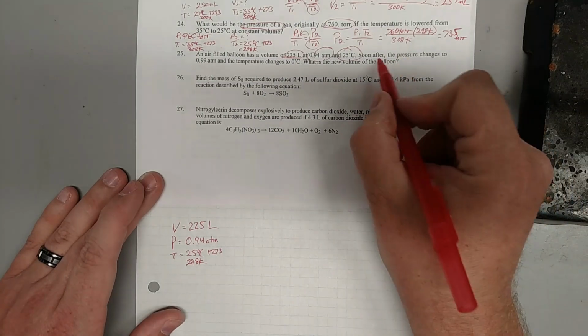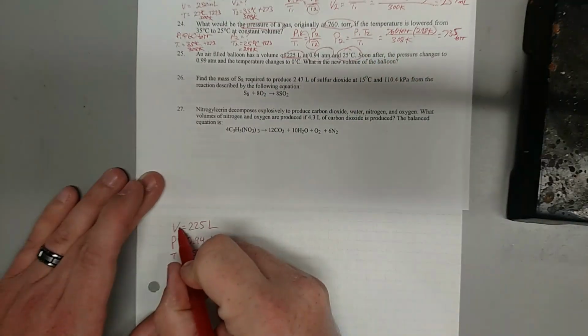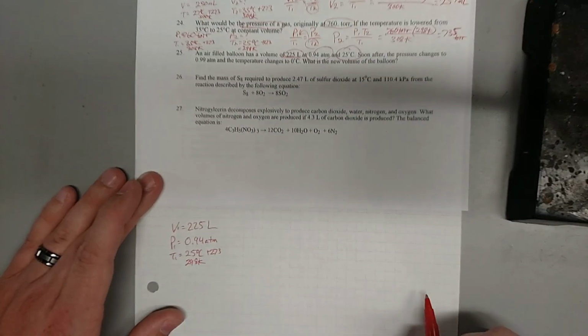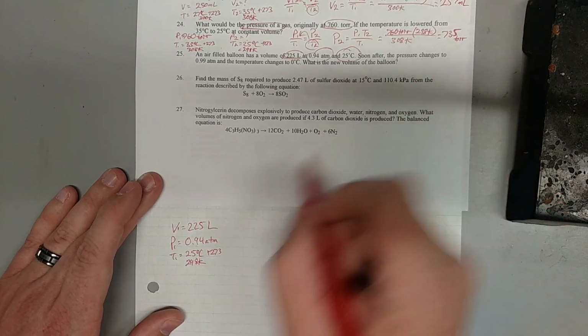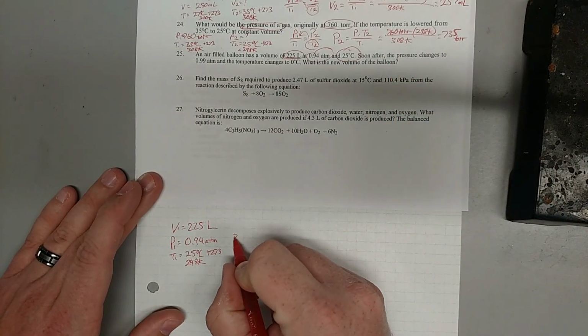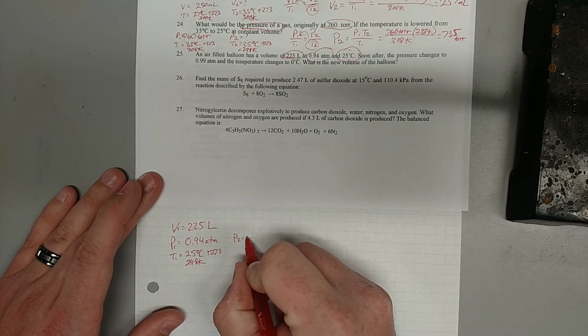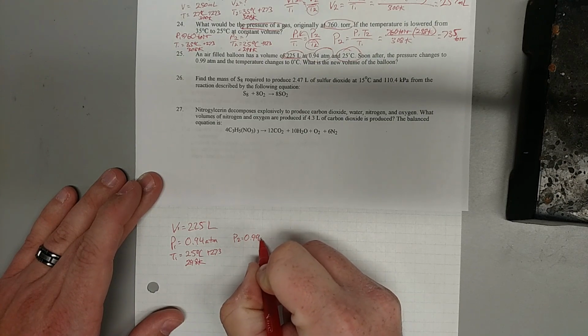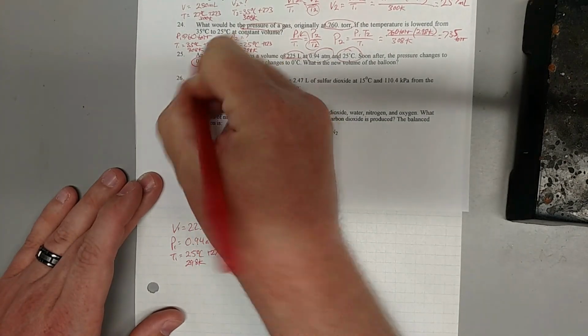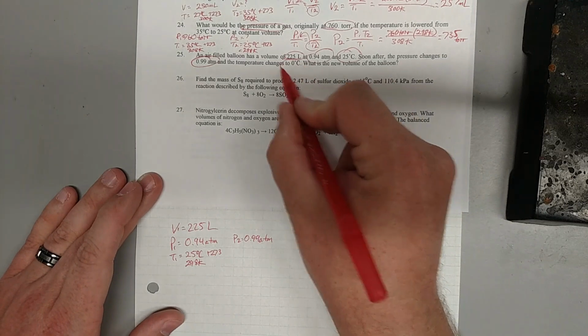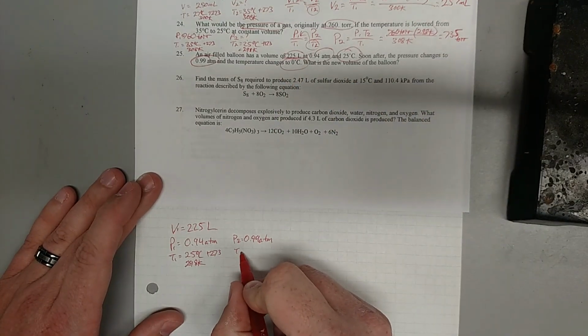So these guys all happen at the same time, so let's call them 1. The pressure changes. New pressure, pressure 2 is 0.99 atm. Got that right there. And the temperature changes to 0 degrees C.